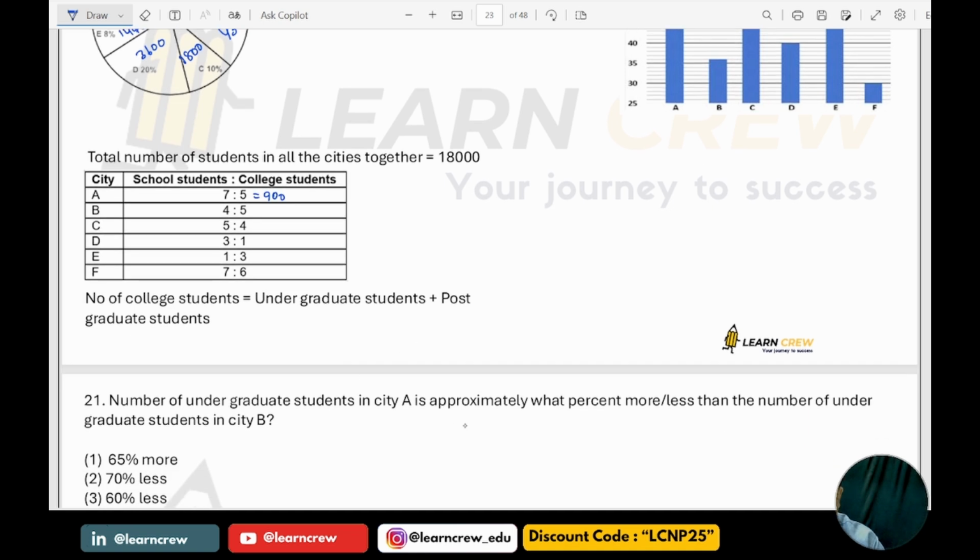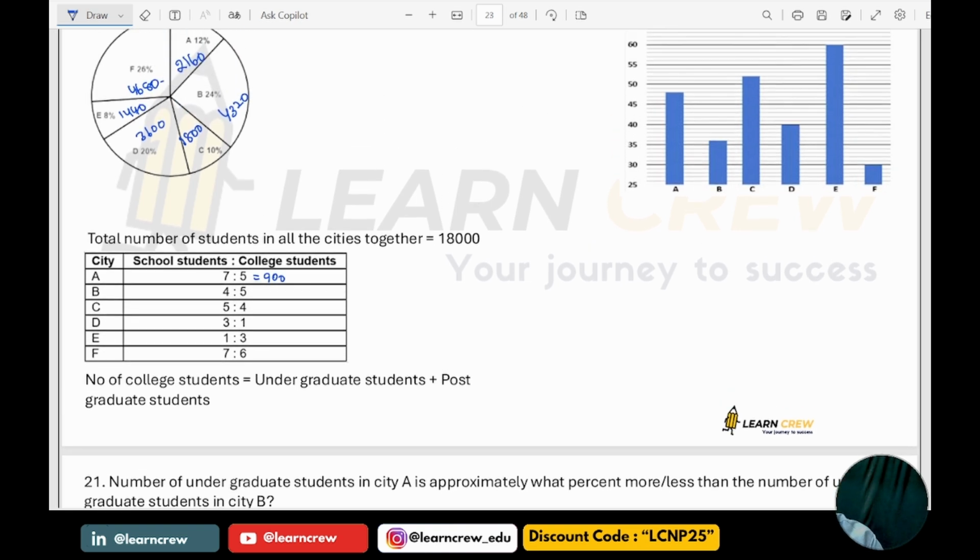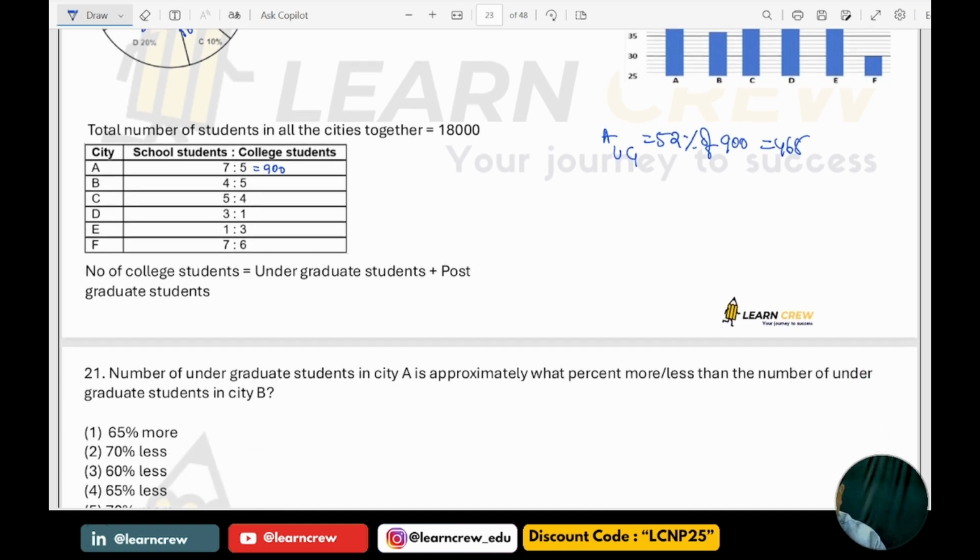Now this is 900. Is approximately how much percentage more or less than number of undergraduate students in B. In A, total college students are 900. Number of undergraduate students: see, postgraduate 48, so undergraduate in A is 52% of 900, which is 468. Now next, what in B?